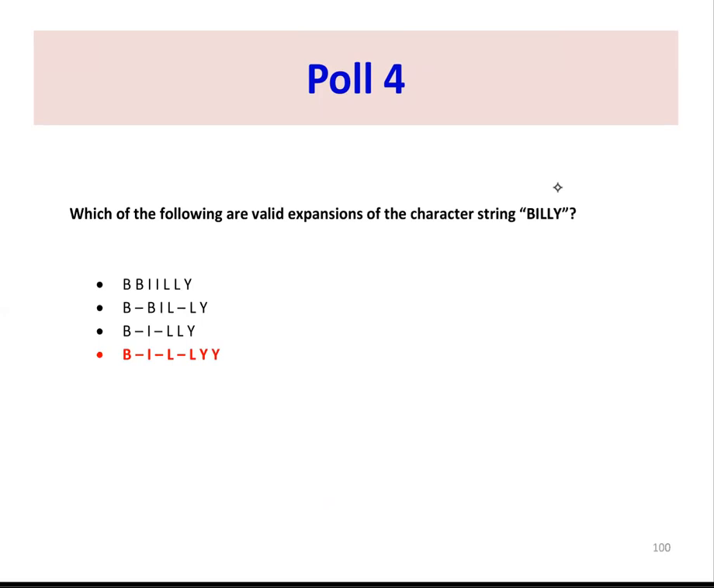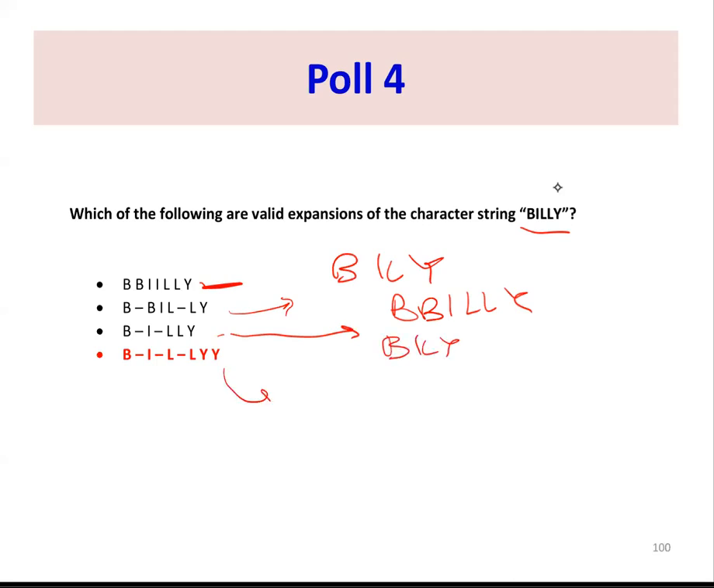But which are the valid expansions of the character string Billy, right? And you can see BB, II, LLY. Why is this not valid? Why is this not a valid expansion of Billy? Anyone? There's two L's. It'll be BILY. This just compresses to Billy, right? What about this guy? Two B's. Well, it'll become B I L L Y, right? What about this one? BILY. B I L Y. So, but this one is BILLY, right? So you see how the whole blank thing works. Beautiful.